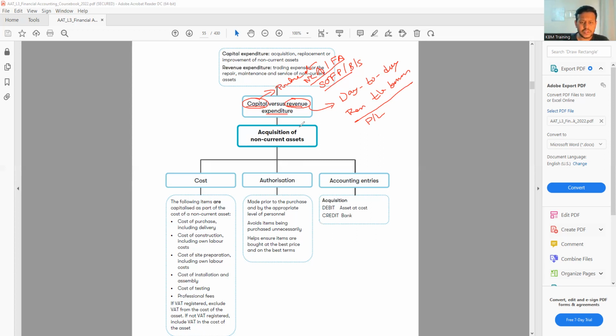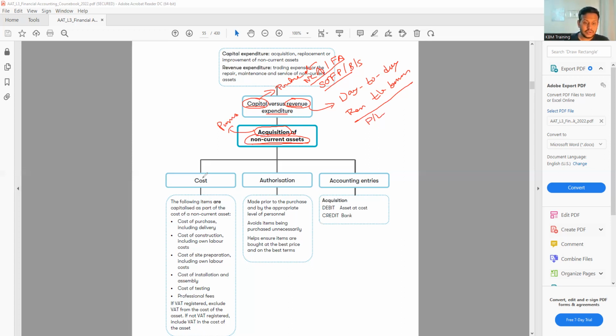Then we have acquisition of non-current asset. Acquisition means purchase, and purchase of non-current asset. Non-current asset means fixed asset, the asset we're going to use for more than 1 year in the business.